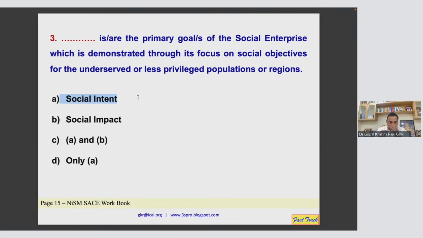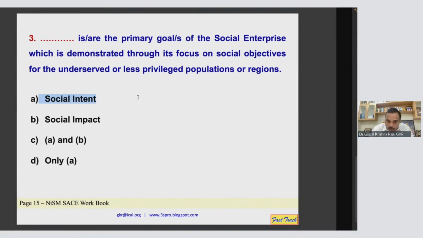So you bring the child and then admit the child in the school. That is your intent. You want to admit the child in school. Now, what should be the impact? The child should get educated and should be well placed. So that is where the impact is. Intent is different, impact is different. Impact is outcome. Intent is what you wish to do.